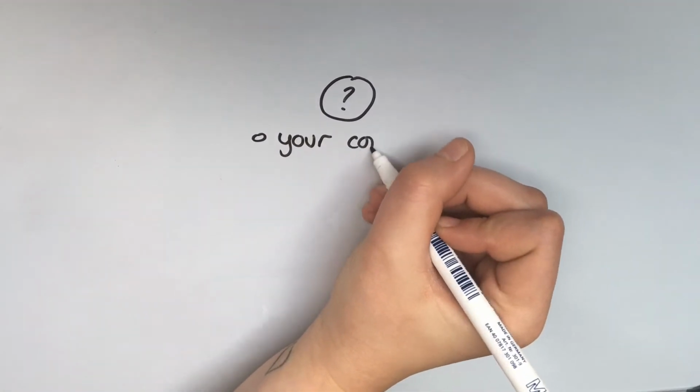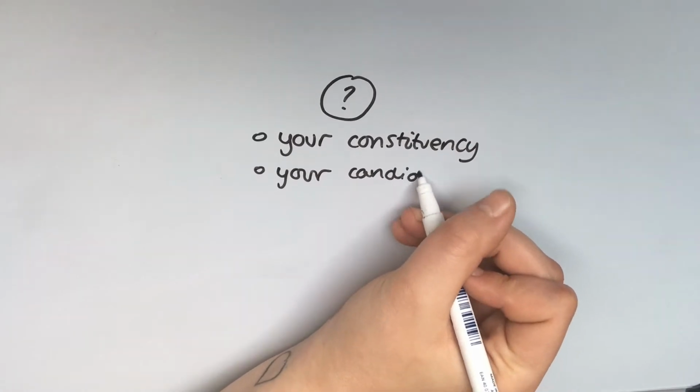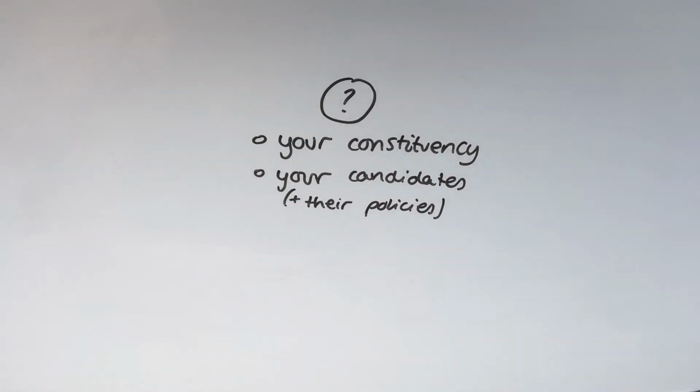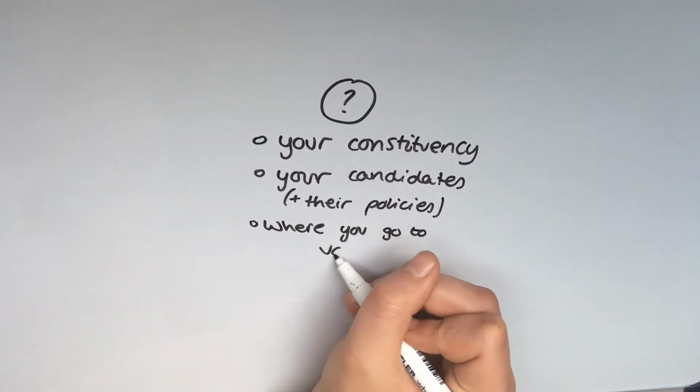To finish, here's a little checklist for you. Find out which constituency you live in. There's a link below to do that. Find out who your local candidates are. What party do they represent? What policies do they have? What will they bring to your community? And finally, find out where you need to go to vote on June 8th.